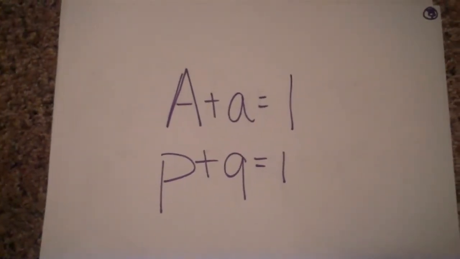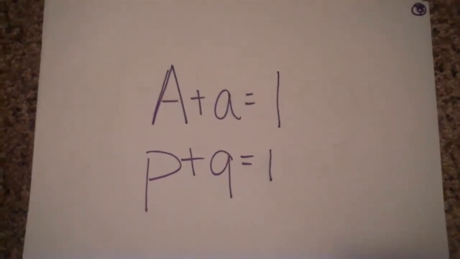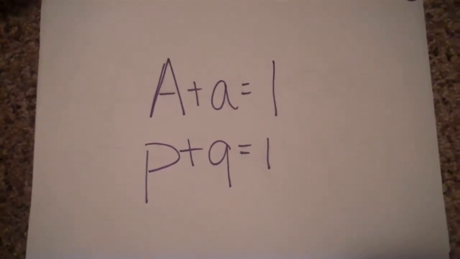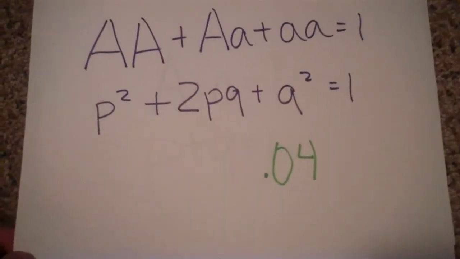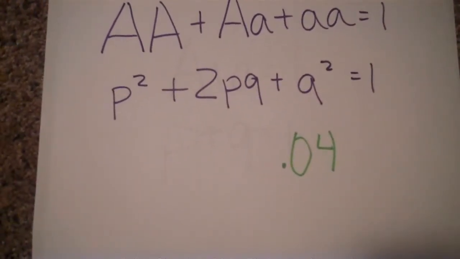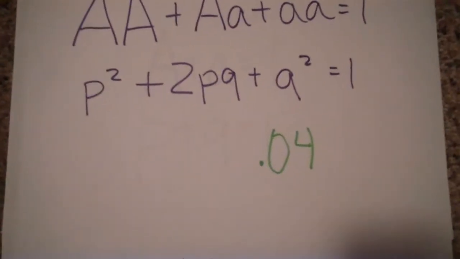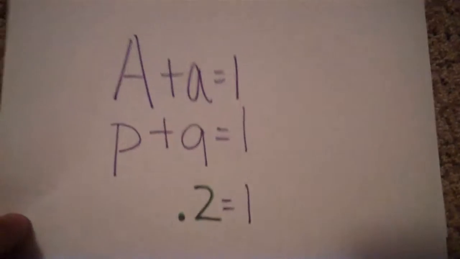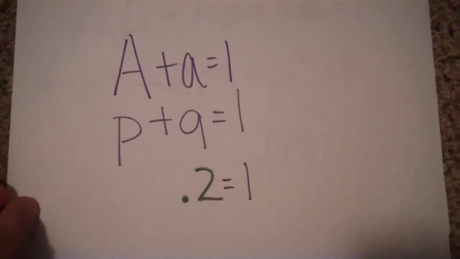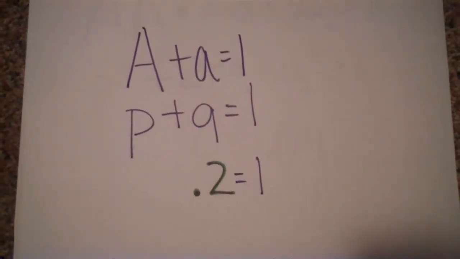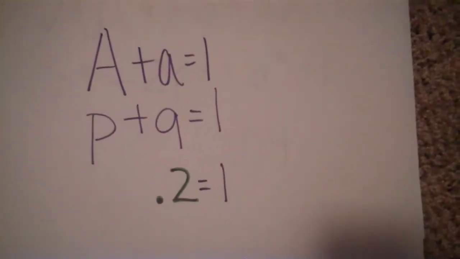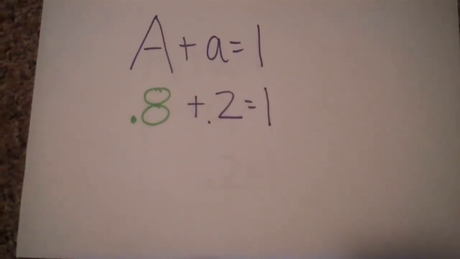So in the problem, it said that 4% of the population has sickle cell anemia, and that's a recessive trait. So you would plug that in under little a, or q squared, because that's the recessive genotype. And then since you know that q squared is 0.04, you can square root that to get the value of q. And then you know right away that big A is 0.8 because 0.8 plus 0.2 has to be equal to 1.